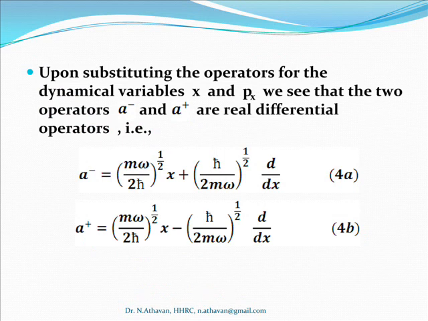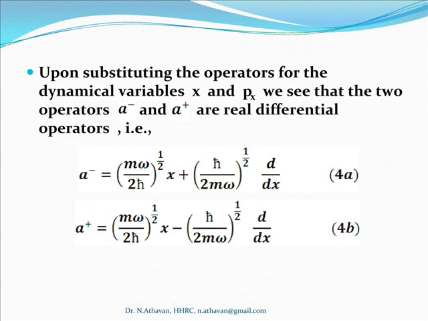Upon substituting the operators for the dynamical variables x and p, because in quantum mechanics each and every dynamical variable should be associated with a Hermitian operator, if you substitute the Hermitian operators for x and p, we see that the two operators a minus and a plus are just real differential operators.